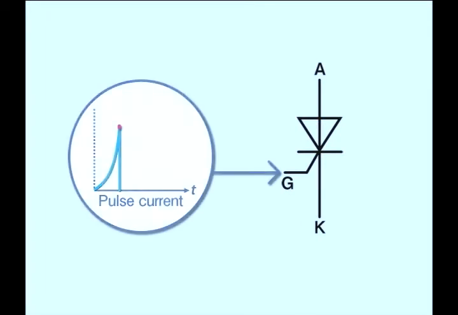When pulse current is passed through the gate, the thyristor turns on. The on state is maintained once the thyristor is turned on. The current flows in the forward direction like a diode during the on state, but current does not flow in the reverse direction. To turn it off, it is necessary to reduce the current to zero, and there are various ways of doing this, or by applying reverse voltage to the thyristor.